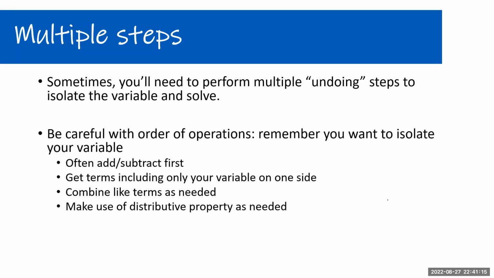Now, when we're doing multiple steps, we have to be careful with that PEMDAS, with that order of operations. We want to isolate the variable. So often we're going to have to add and subtract first, which is a little bit opposite. Remember, we're going backwards now. We want to get terms including only our variable of interest on one side, combine all the like terms, and then do whatever we need to do. A lot of times we're going to distribute terms so that we can combine those like terms. I really think that this is easier when we actually work through an example.